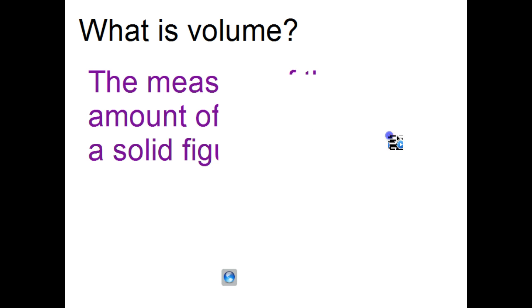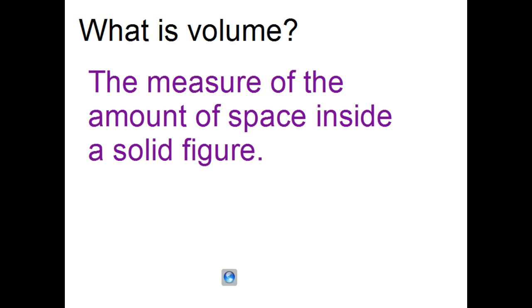All right. Well, I have volume as the measure of the amount of space inside of a solid figure. And we're going to measure this typically in cubic units of some kind. Now there are lots of different cubic units. You can use cubic inches, cubic miles, cubic meters. All these are different types of measurements of volume, but we typically have separate ones that we use.